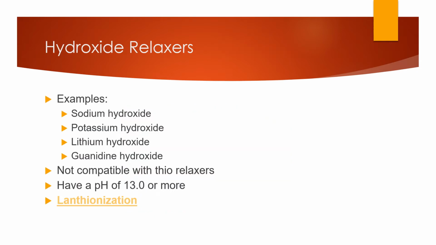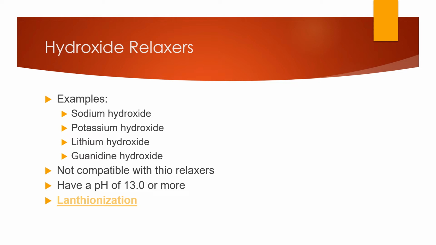The hydroxide ion is the active ingredient in all hydroxide relaxers, which are very strong alkalis with a pH over 13. Sodium hydroxide, potassium hydroxide, lithium hydroxide, and guanidine hydroxide are all types of hydroxide relaxers, which can swell the hair up to twice its normal size. Hydroxide relaxers are not compatible with thio relaxers, permanent waving, or soft curl perms because they use a different chemistry.